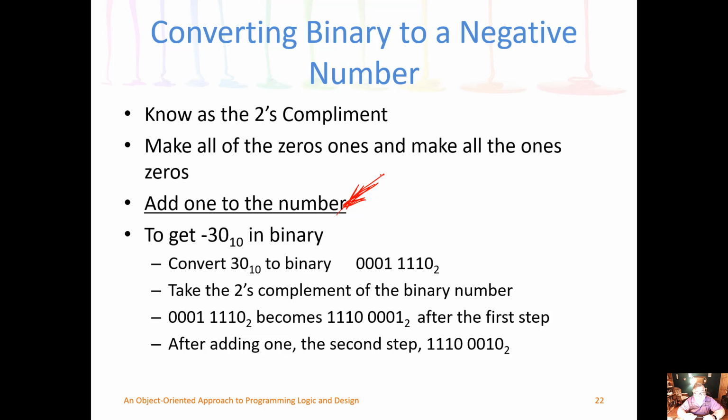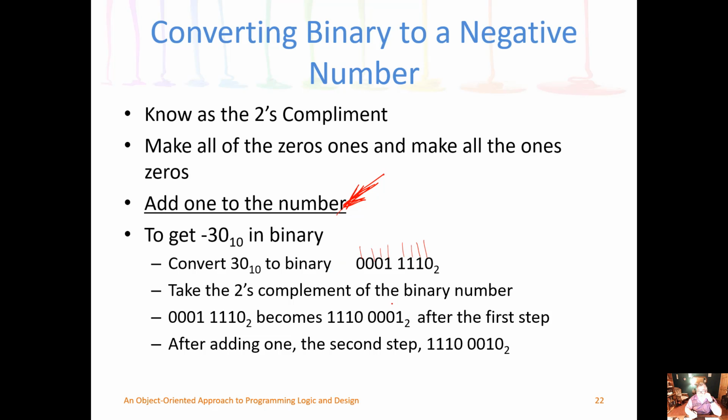So to get minus 30 in binary, we convert 30 to binary. And 30 converted to binary is 0001 1110. So to take the 2's complement, I take all the zeros here, convert them to 1s, and take all the 1s and convert them to zeros. So 0001 1110 becomes 1110 0001. So that's the first step.